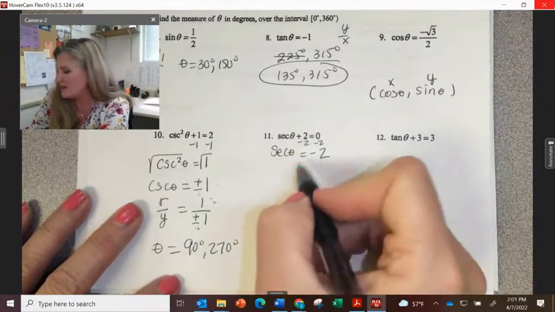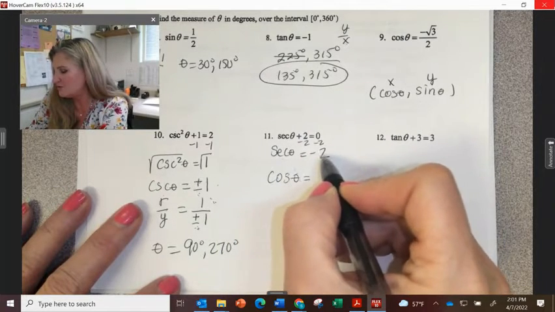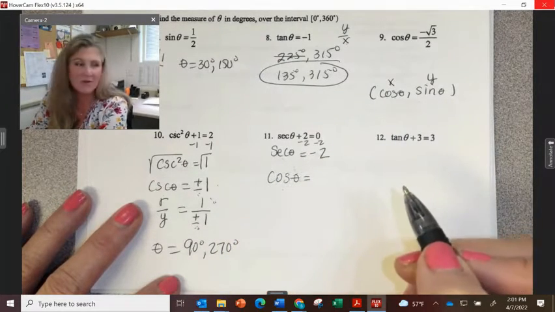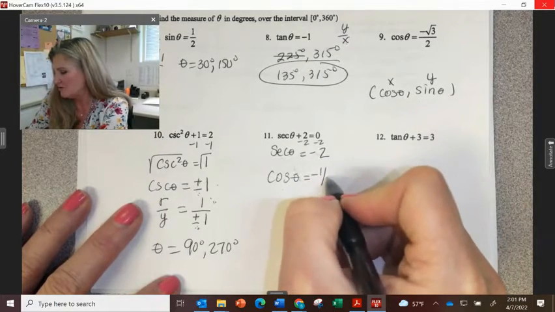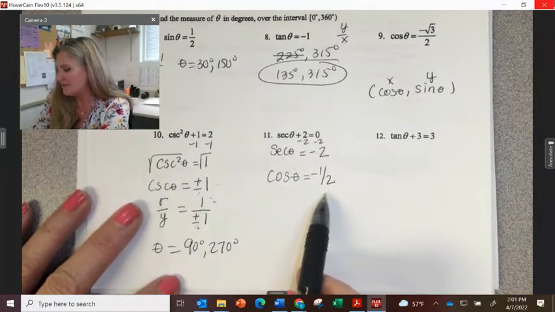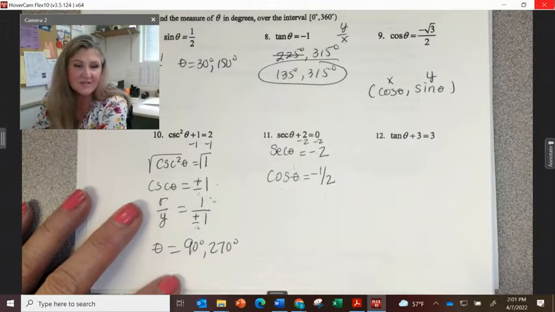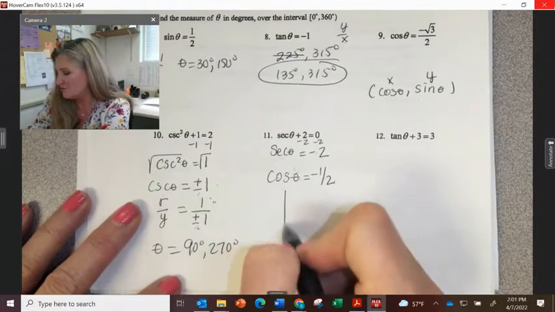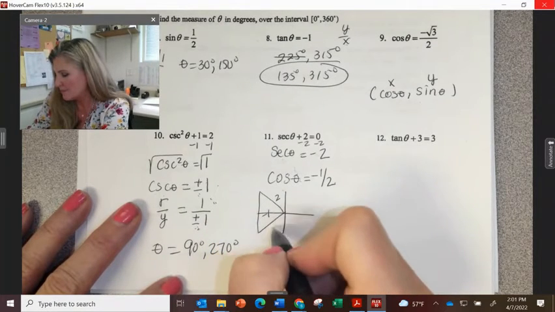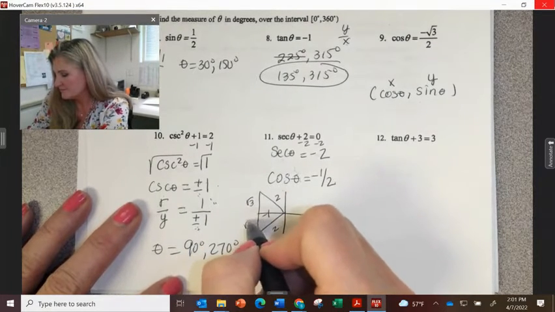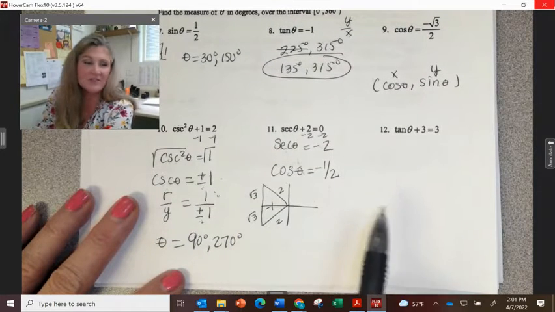So if I have secant, I have to change it into cosine. What do I have to do to this to change it into a cosine problem? Flip it over, do the reciprocal. So cosine has to be -1/2. Whatever's faster for you, you can go back to the unit circle, or I'm just going to draw a little sketch just to remind you can do it this way too. Sometimes you just want to go back and do it this way. It might be quicker. What's the reference angle, guys?